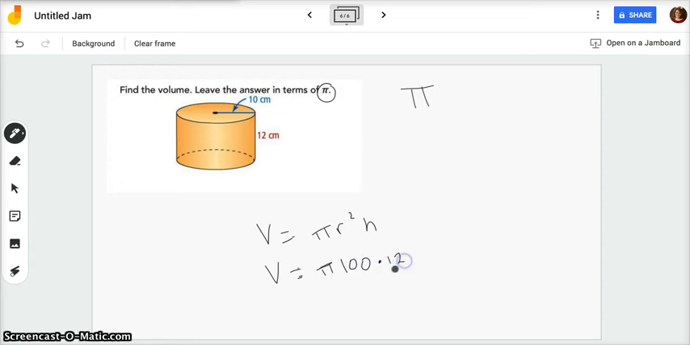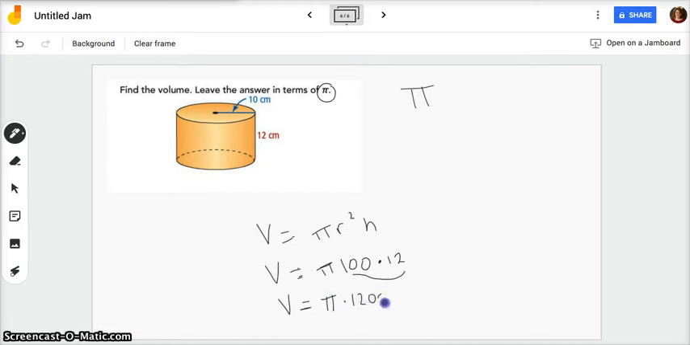So remember, usually I change this to 3.14 and then we solve, but we're going to leave it as pi, and we're just going to do as much math as we can. So we can do this math, 100 times 12, that's 1200. So we're going to have pi times 1200.